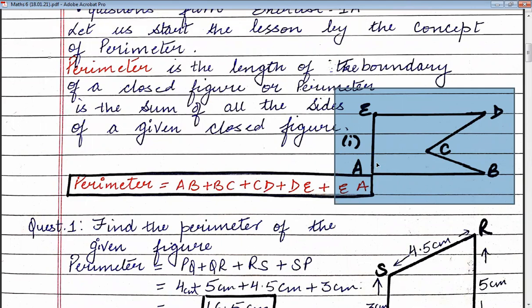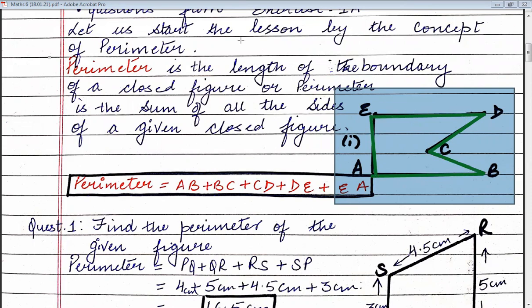So now let us discuss what is a perimeter. Now children, actually a perimeter is the outer boundary of a figure. So I'm marking the outer boundary of the figure, that is AB, BC, CD, DE, and EA. This is the outer boundary of this figure. So children, perimeter is just the length of the outer boundary.